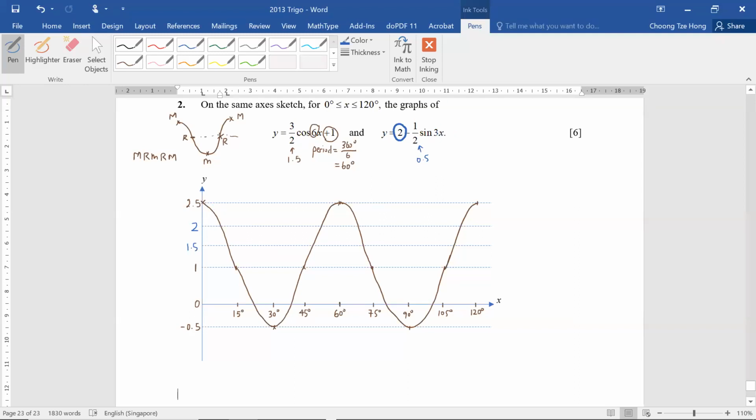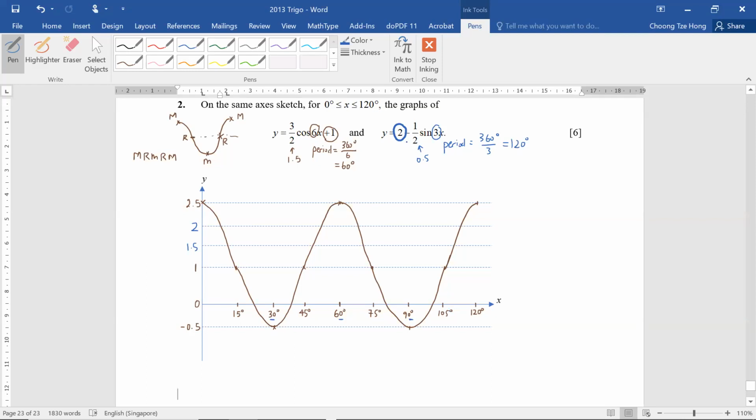Over here, we have 3. So the period for this graph will be 360 divided by 3, which is 120. Which means that from 0 to 120, I should only see one complete sine graph. So the important points for this graph: I'll divide 120 into 4 parts, so it will be 30, 60, and 90. It will not involve 15, 45, 75, and 105.